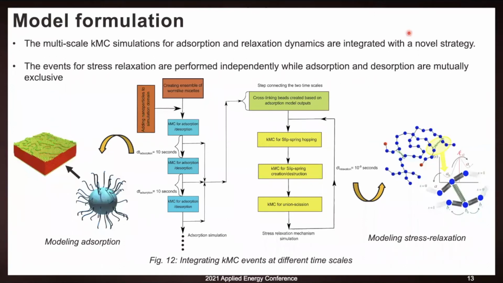Once the parameters and the rate expressions for the two KMC events are executed, a novel integration strategy is implemented. The integration strategy is highlighted in Figure 12. As is shown in Figure 12, the time step for stress relaxation events is very small and is in the order of a few nanoseconds, while the time step for the adsorption event is in the order of a few seconds. To implement these two simulations together, 10 relaxation events are performed one after the other between two consecutive adsorption events. After adsorption, when the stress relaxation calculations are performed, a cross-linked bead is introduced into the simulation domain. This introduction of cross-linked beads acts as a connecting step between these two timescales.